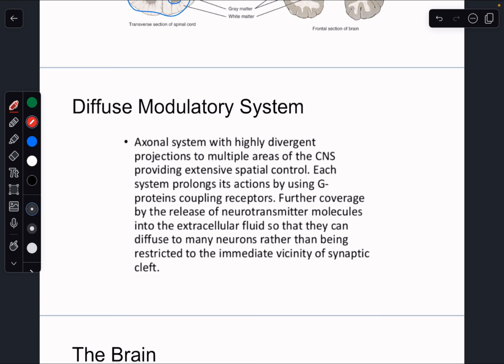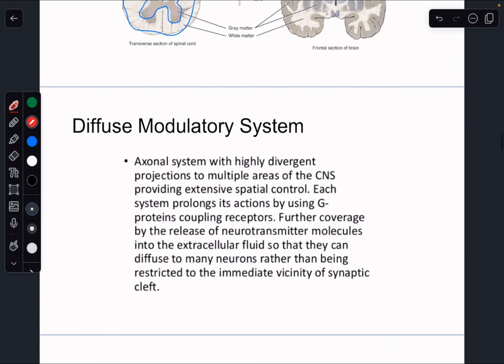So diffuse modulatory system. The axonal system with highly divergent projections to multiple areas of the CNS provides extensive spatial control. Each system prolongs its action by using G protein coupled receptors. Further coverage comes by the release of neurotransmitter molecules into the extracellular fluid so that they can diffuse to many neurons rather than being restricted to the immediate vicinity of the synaptic cleft.